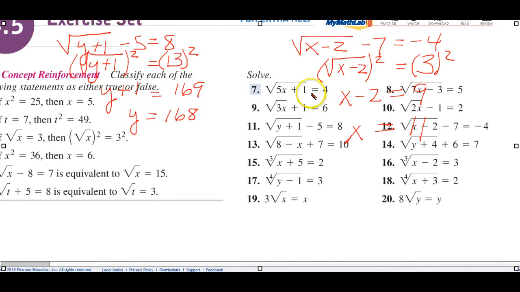And for this last one we're doing, transpose the negative 7 on the other side. It then becomes a 3. Square both sides. This will become a 9. Add 2 to both sides. We get x equals 11. Now they do get a little more complicated as they go on, but we'll leave that for the practice.